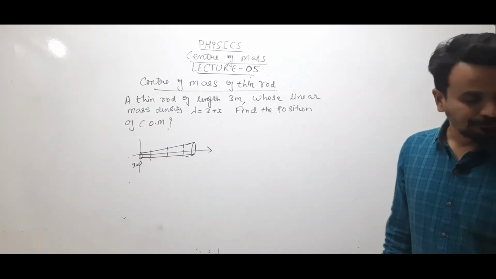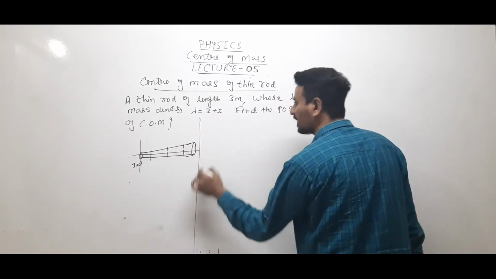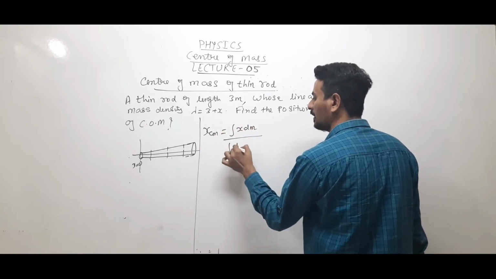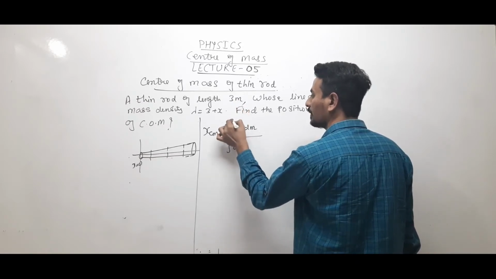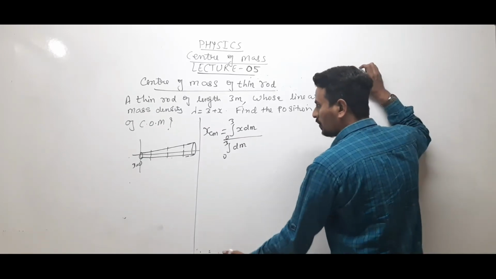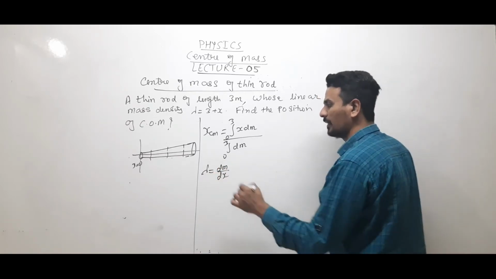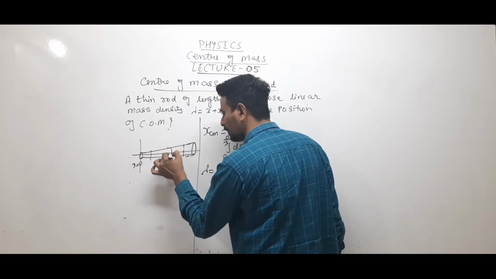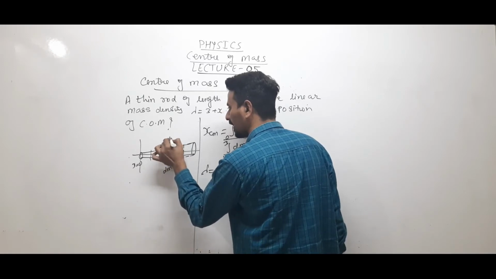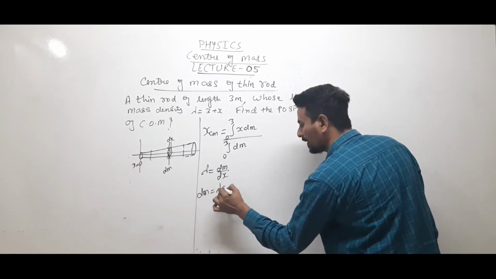No problem. Since the rod is along the x-axis and mass is continuously distributed inside it, we will use the same formula, x_cm equals integral of x dm upon integral of dm. Of course, the length of the rod is 3, from 0 to 3. Lambda is m by l, or you can also write it as dm by dx, where dm is a very small mass of length dx.